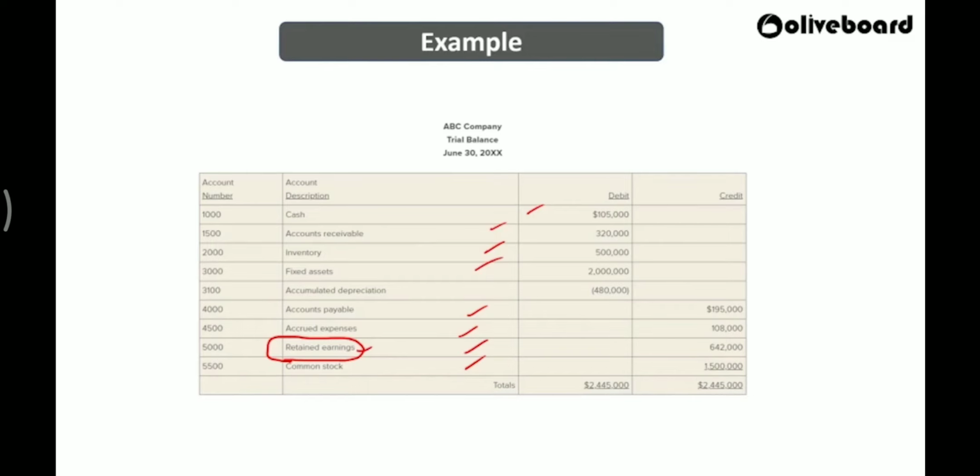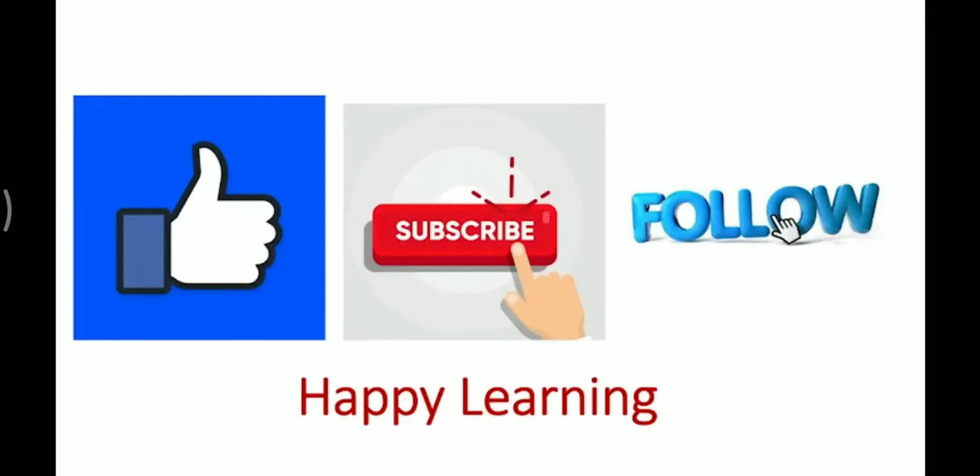You're getting it. So after doing all those things, you will prepare one trial balance just to see whether your debits and credits are matching. That is called post-closing trial balance. All right. I hope you understood trial balance, guys.